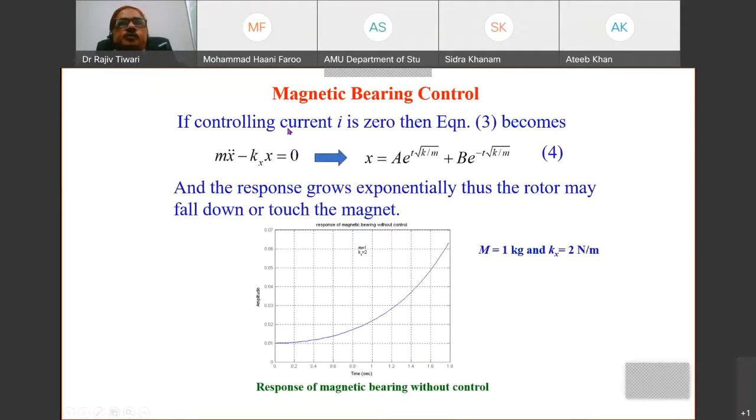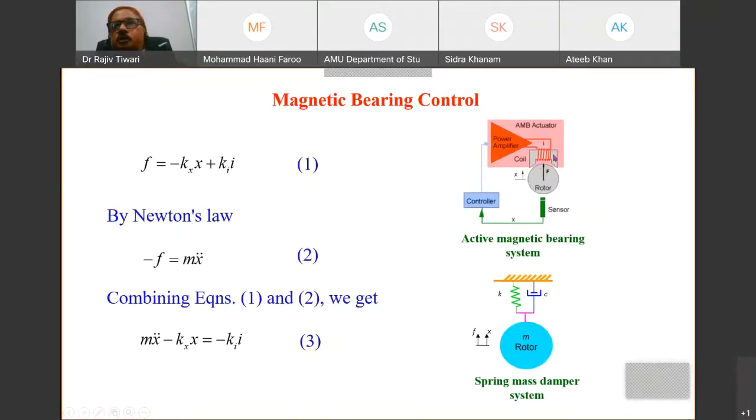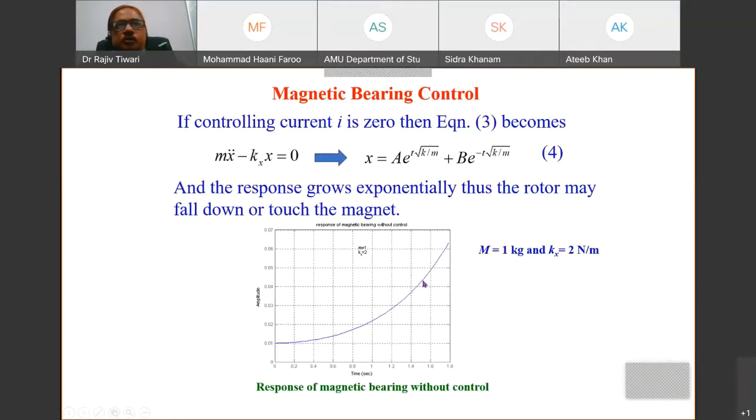So if there is no controlling current, then the response can be written like this. And because of this term, with time, the amplitude of vibration will increase. Physically, if there is no controlling current and you disturb the rotor, it will drop directly, because there is no force trying to bring the rotor to its original position. Like in this case, the mechanical spring and damper is there, so it will not drop. But here, it's floating on air through the magnetic force, so with any disturbance and no controlling current, it will drop. So that is showing the amplitude will increase.